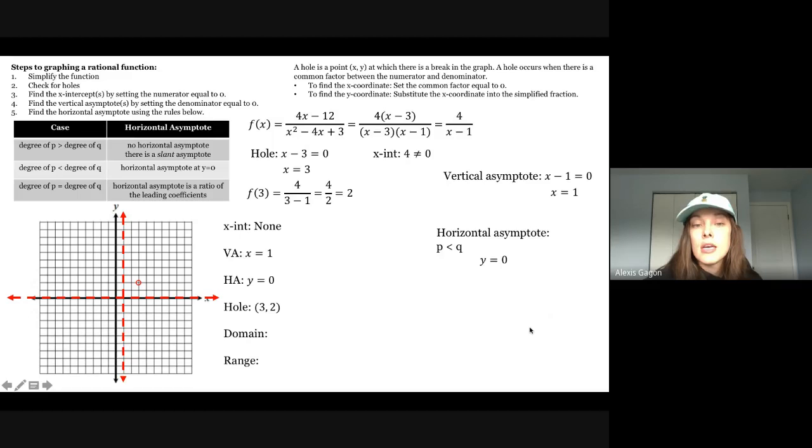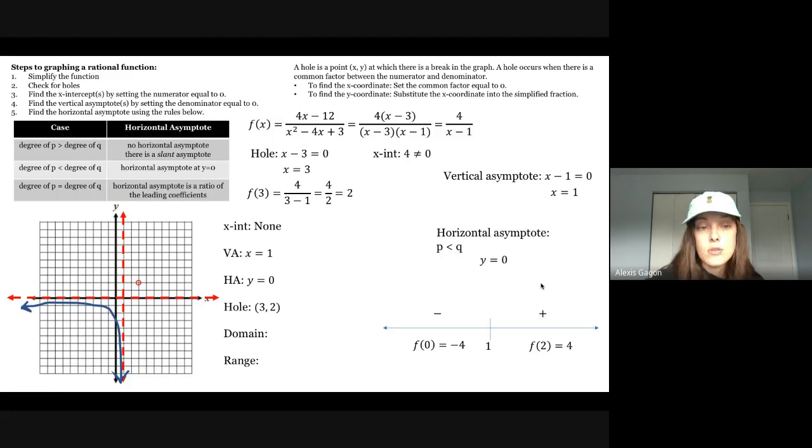Okay. And then for our number line, I'm just going to put 1 on here. There's nothing else I can put on. So if I plugged in 0 to this equation, I end up getting -4. So the left side of this is negative. If I plugged in 2, so the right side of this, I get +4. So it's going to be positive. So this graph looks like that.